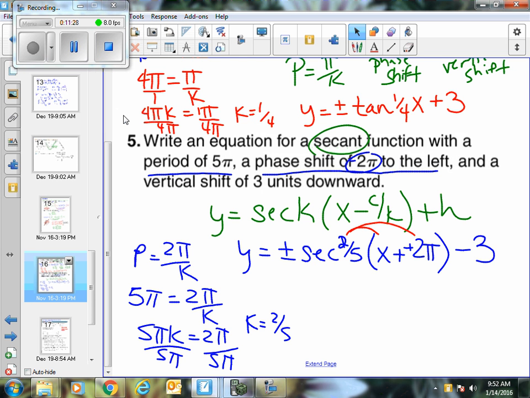All right, and that's the rest of the examples for our day 2. So we should be all wrapped up with section 6-7.